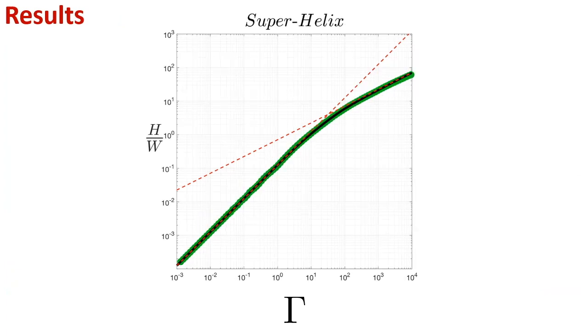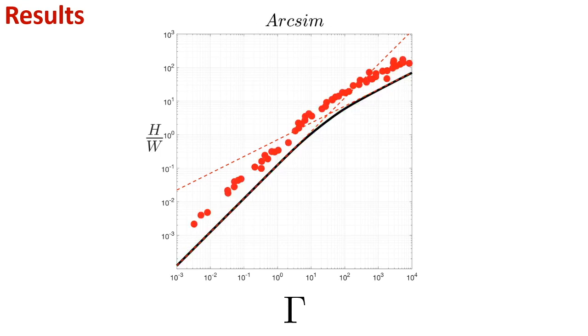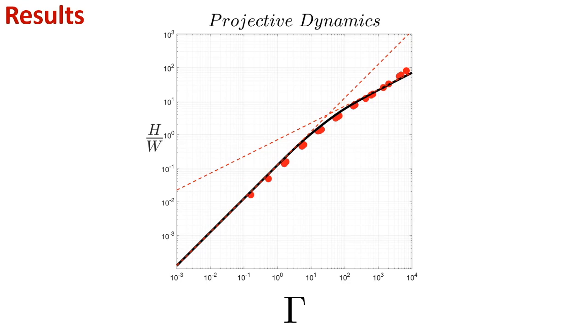We test several rod, ribbon, and plate simulators on this protocol to measure the predictability of the bending model in 1D. While most simulators pass the test, ArcSim and Projective Dynamics do not clear it. We investigate these failure cases further in the paper.